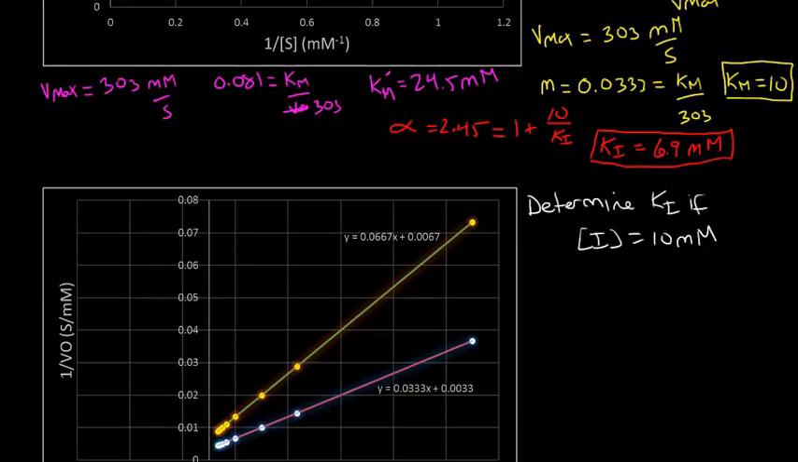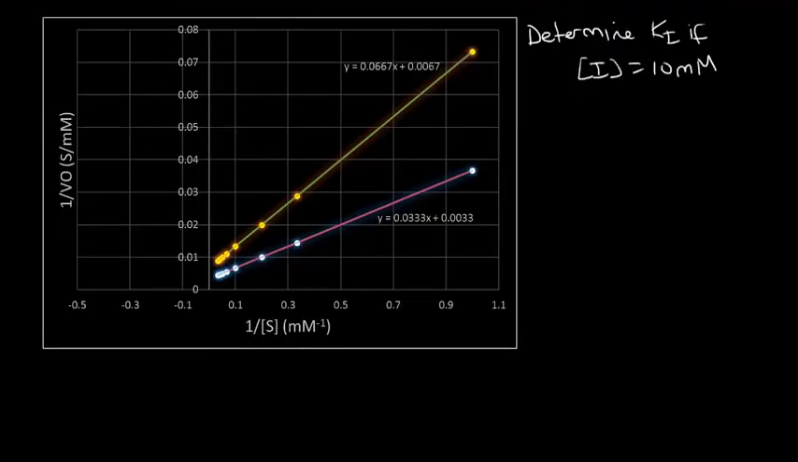Okay, so let's look at one more example here, and this one I'm going to work through much more quickly. Our goal is to do the same thing. We want to determine Ki, and the concentration of our inhibitor is still 10 millimolar. So the first thing that we want to do is compare our slopes and our y-intercepts. So our y-intercept has changed. Our slope has also changed. So if the slope and the y-intercept have changed, this must be a non-competitive inhibitor.